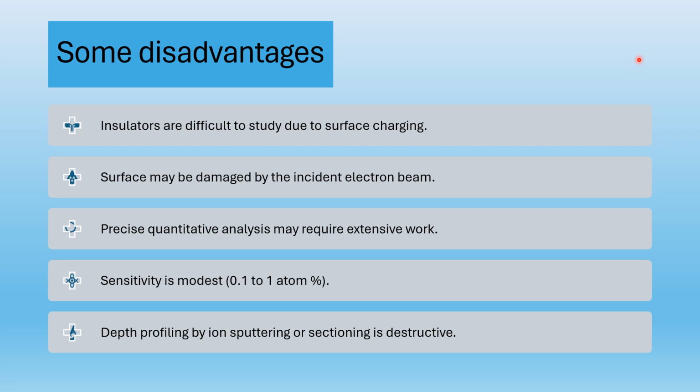With all these advantages, we come up with a few disadvantages of the technique as well. Like, if the compound or the compound surface is an insulator, then it will be difficult to analyze with the technique, because surface charging happens. Also, the surface may be damaged by the incident electron beam. Sometimes it happens. Also, precise quantitative analysis may require extensive work.